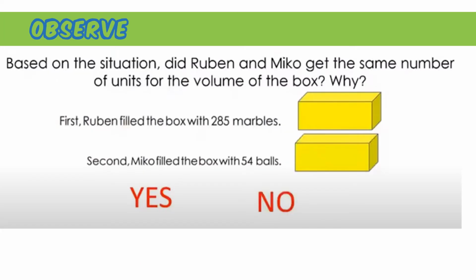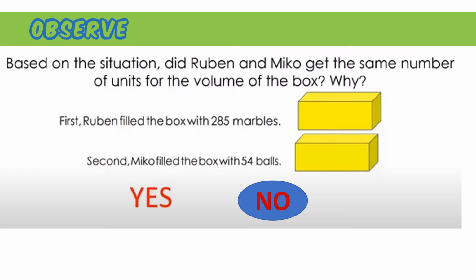Next, based on the situation, did Ruben and Miko get the same number of units for the volume of the box? Why? Okay, so first we have Ruben. Fill the box with 285 marbles. The other one, second is Miko, filled the box with 54 balls. Do you think they have the same number of units for the volume of the box? Yes or no? Give you 5, 4, 3, 2, 1. Yes, the answer is it's a no.